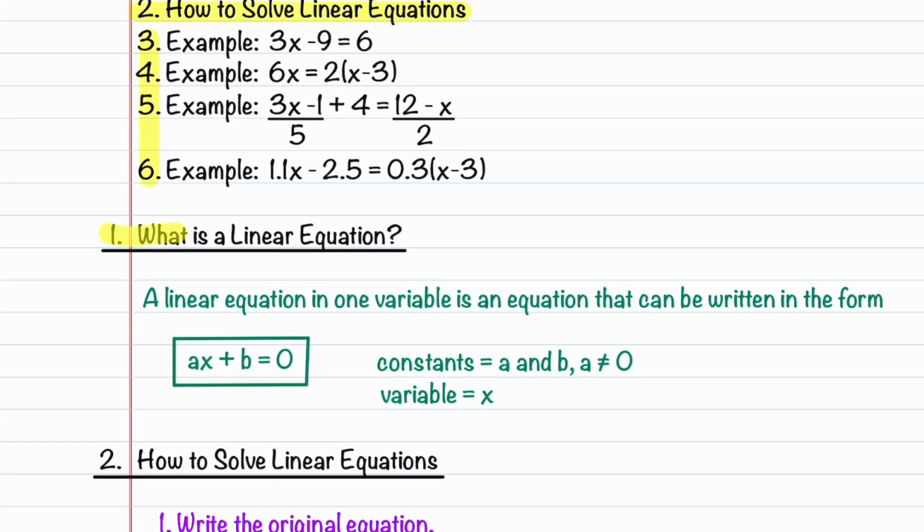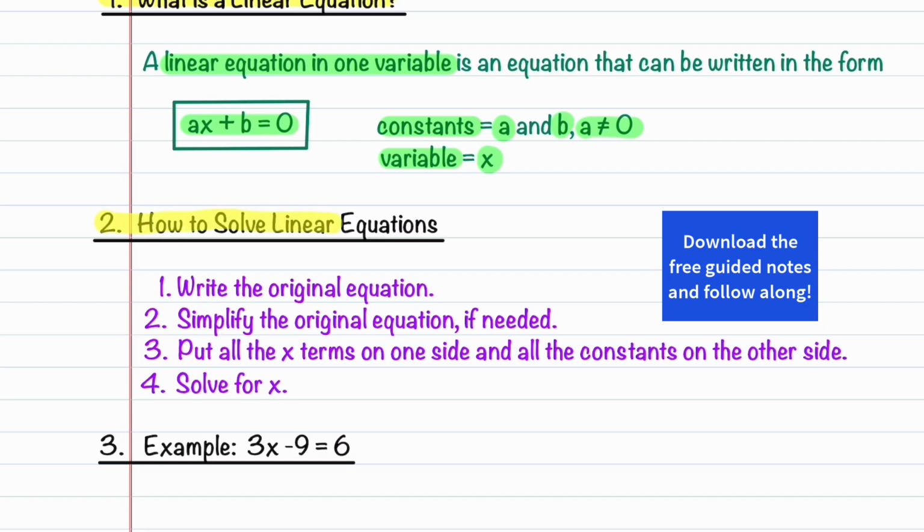Let's start by learning what a linear equation is. A linear equation in one variable is just an equation that can be written in this form: a times x plus b is equal to 0. The constants in the equation are a and b, and a can't be equal to 0. And then the variable in the equation is equal to x.